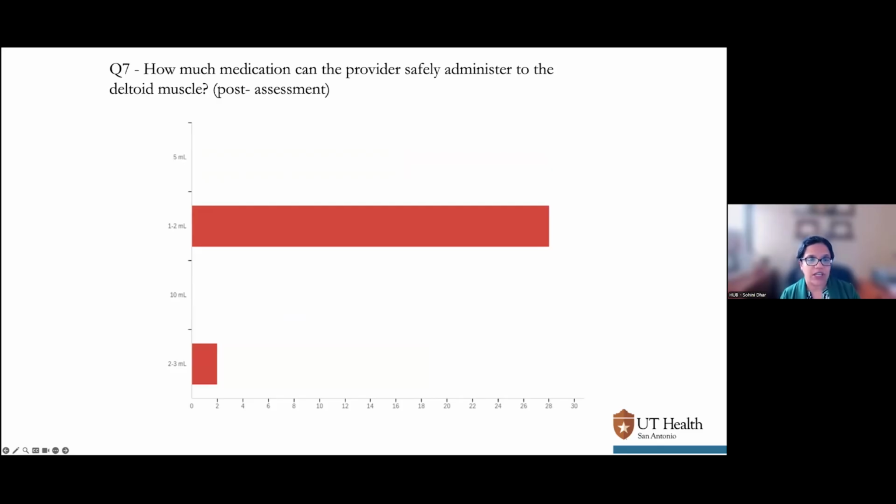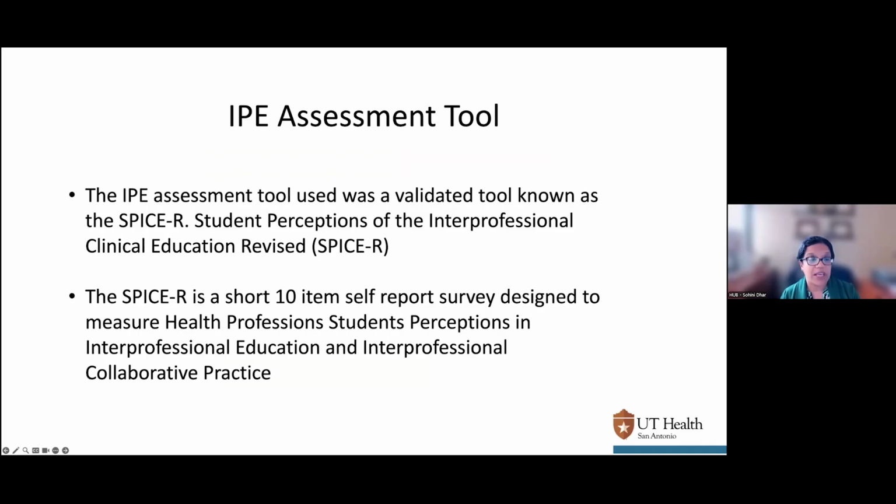We can move on to the next slide, and this is the validated IPE assessment tool I was talking about. We used SPICE-R, which is a validated tool consisting of 10 short self-report survey items designed to measure health profession students' perception in IPE, what they think of IPE education. And I also have a couple of slides talking about their responses. We can move on to the next slide, please.